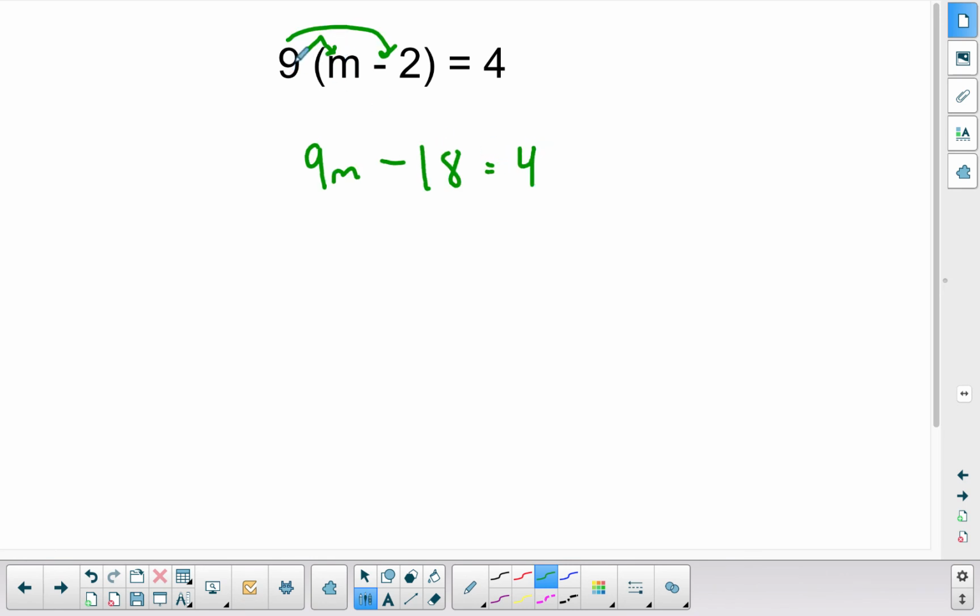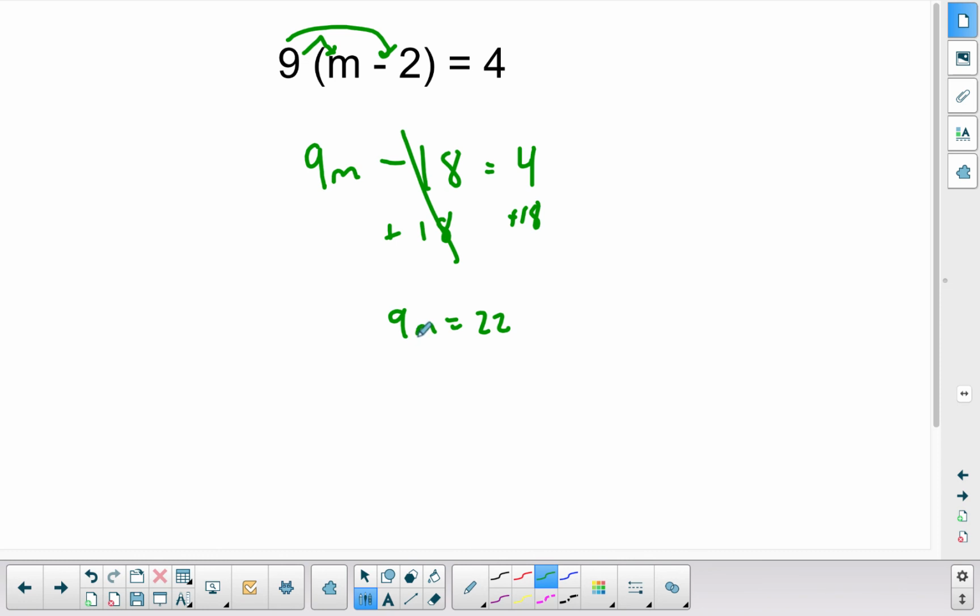So 9 times m is 9 times m. 9 times negative 2 is negative 18. And that's the same as 4. So something minus 18 is 4. This thing right here has to be 22, but again, it's not quite so clear because 9 times something equals 22. But let's keep rolling, and let's get rid of this 18 over here, and let's add it to 4. So 4 plus 18 is 22. So 9 times something is the same as 22.